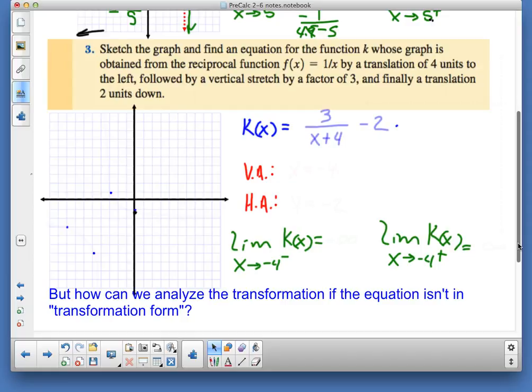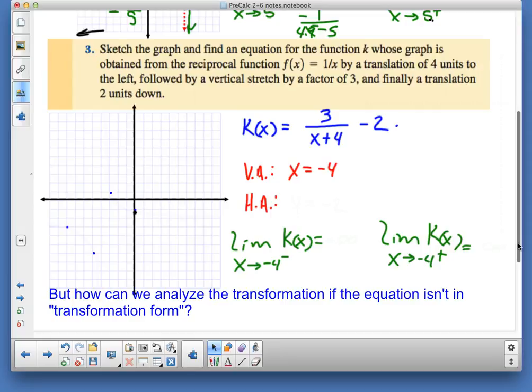Now we have a vertical stretch of 3. We're translating it 4 units to the left, and we're dropping it down 2 units. Vertical stretch of 3, translated 4 to the left, dropping down 2. My HA, my VA, something I can find quickly. Remember, VA is my restriction on the bottom, x plus 4, so x can't be -4. That's my VA. So I've got that vertical line at x equals -4.